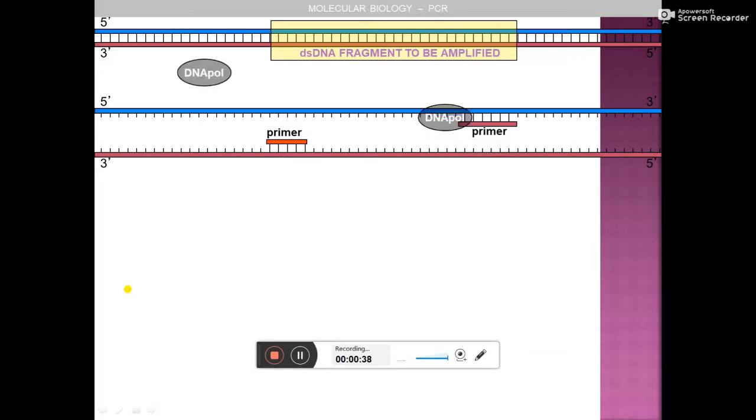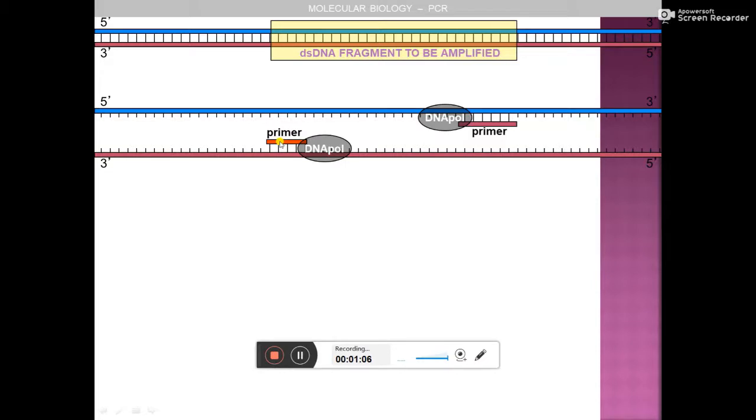And then annealing of the primers will be carried out. That is, as I told you, at approximately 60 degrees centigrade, the primers will come and bind. The primers will be at specific regions of the gene of interest, the segments which have to be amplified. From that region, the head as well as the tail region, we will synthesize complementary primers and add them.